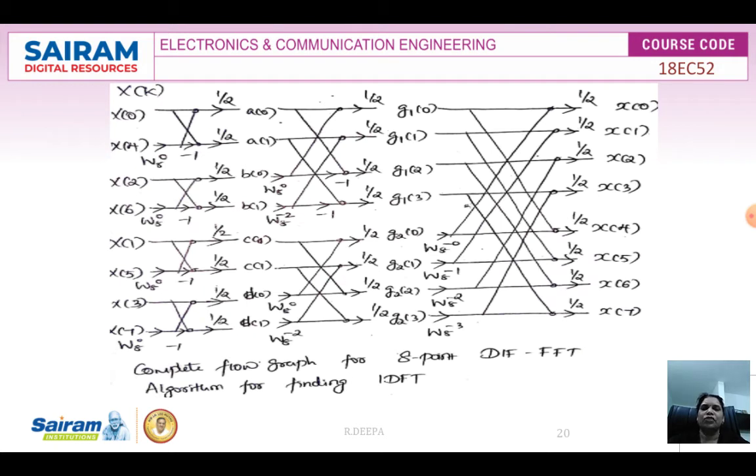And for the second stage, you can name it as G1 of 0, G1 of 1, G1 of 2, G1 of 3 and G2 of 0, G2 of 1, G2 of 2 and G2 of 3. Whereas in the structure, you can name it as X2 of 0, starting from X2 of 0 to X2 of 7. So this is about the flow graph. Using this flow graph, we are going to solve the problem.